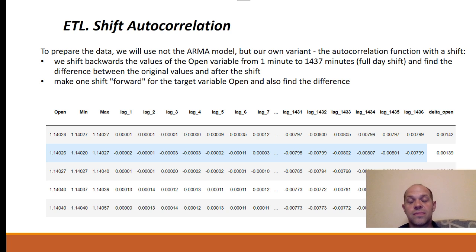I didn't use the ARMA model, but I used my own variant, the autocorrelation function with a shift. We shift backwards the values of the open variable from the first minute to 1437 minutes. It's a full day shift, and we find the difference between the original values and the values after the shift. In this case, we have 1436 new columns. And I also made one shift forward for the target variable open and also found the difference. It's the column delta open. You can see our new dataset below on the page.